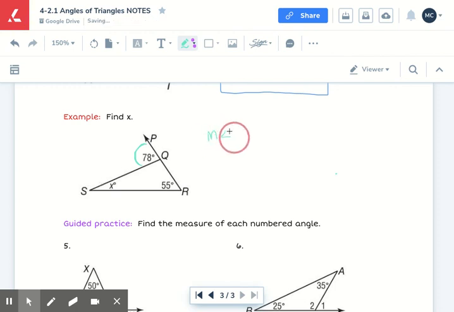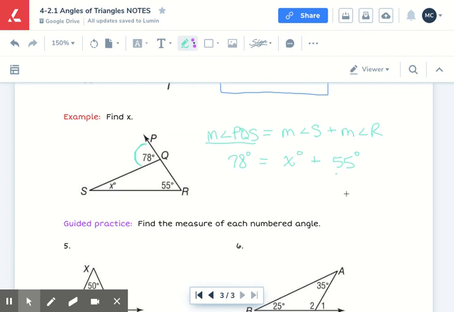So I'm going to say the measure of angle PQS, the exterior angle, would equal the sum of the measures of the remote angles. So that would be the measure of angle S plus the measure of angle R. And then I can fill in everything that I know. So measure of angle PQS is 78 degrees. The measure of angle S is X degrees from my diagram. And the measure of angle R is 55 degrees.